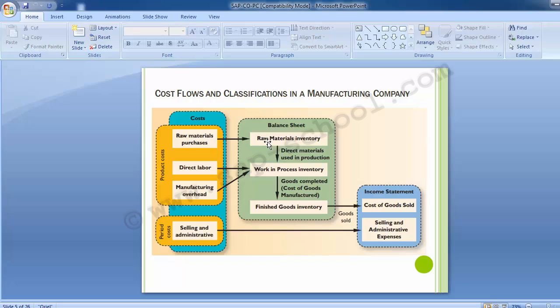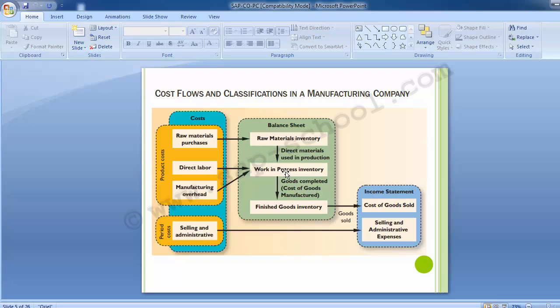When raw materials purchased are used in production, their costs are transferred to the work in progress inventory account as direct material. So you can see over here the arrow, raw material purchases value flows to the raw material inventory account, and when the raw material is used for further processing or manufacturing purposes, the cost moves from the raw material inventory account to the work in progress inventory account. So this is where the direct material is used in the production process. So their costs are transferred to the work in progress inventory account as direct material.